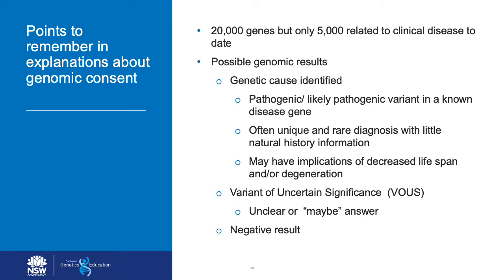The second outcome is possibly a variant of uncertain significance. In other words, a change in a gene that we cannot understand at the present time, an unclear or maybe answer. The third possible outcome may be a negative result.